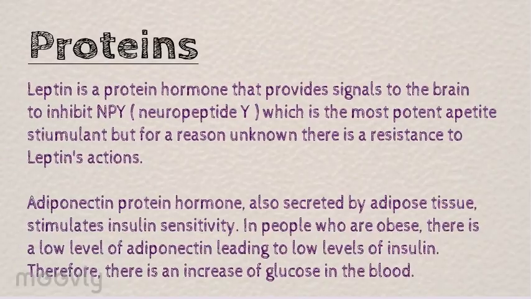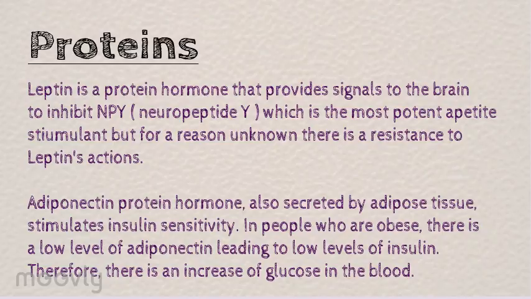Proteins. Leptin is a protein hormone that is secreted by the adipose tissue. It provides signals to the brain to inhibit NPY, neuropeptide Y, which is the most potent appetite stimulant. But for unknown reasons, there is resistance to leptin's actions.